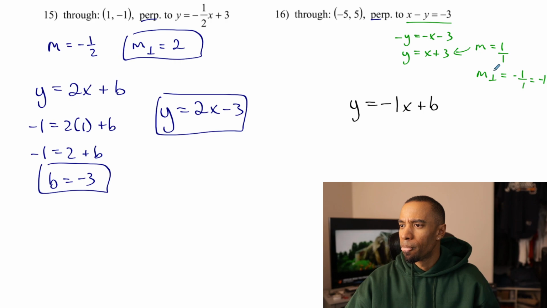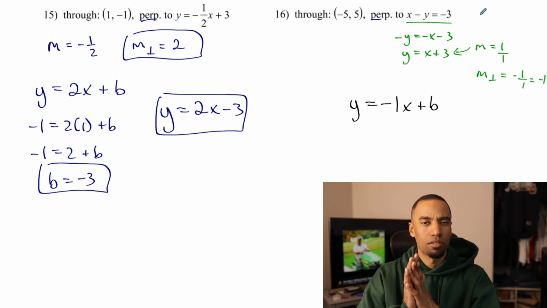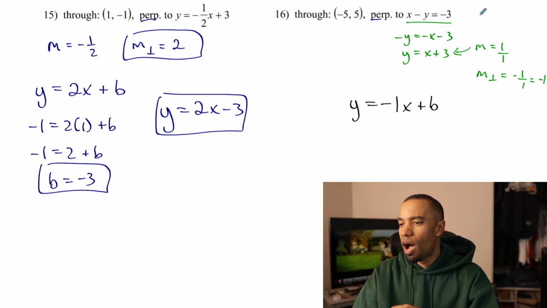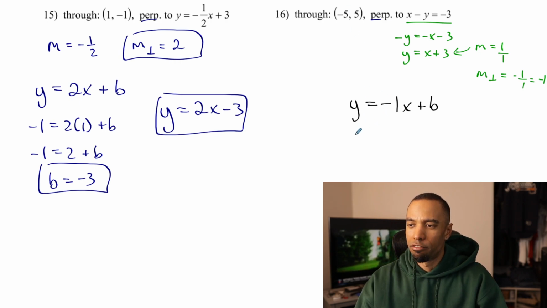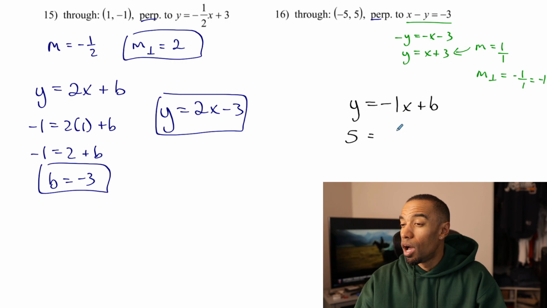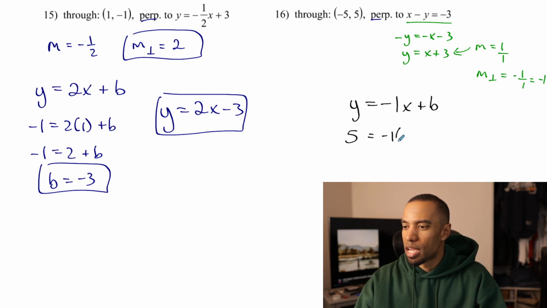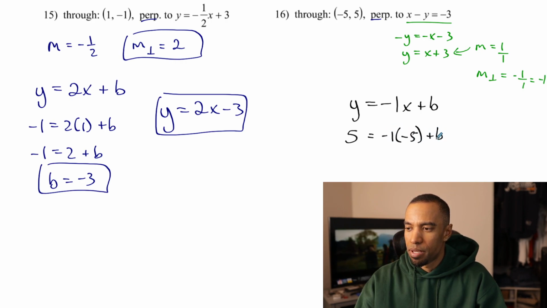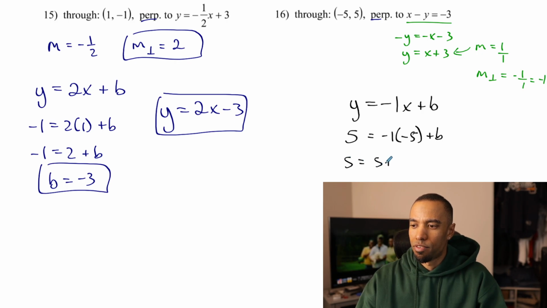I'm sorry. Yeah, perpendicular to. Yeah. That sounds right. Negative 5 is going in for x, 5 going in for y. So 5 equals negative 1 times negative 5 plus b. 5 equals 5 plus b there, and b is 0.